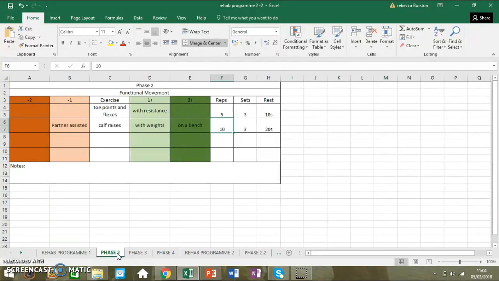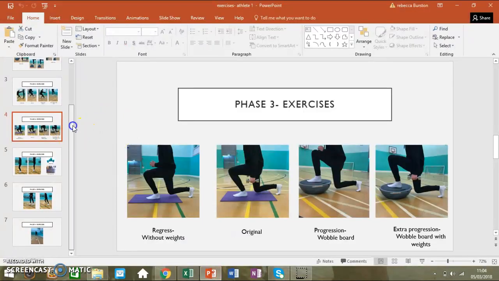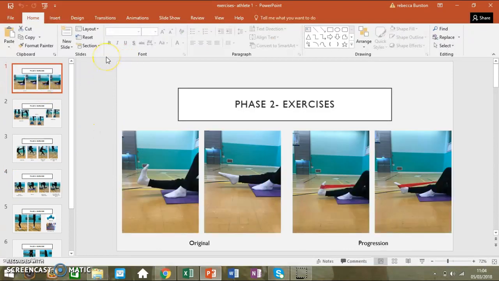So now we're going to go on to specific exercises needed for each phase. So phase 2 is the functional movement phase. And the first exercise is the plantar and dorsiflexion stretches. And at the start, the athlete is going to be doing these exercises just on the floor without any equipment. So on this PowerPoint I'm going to flick to now, you can see that the original here is just flexing and pointing the toe.